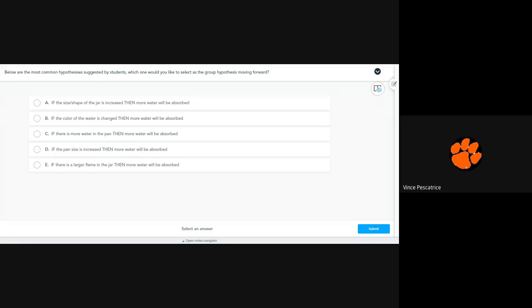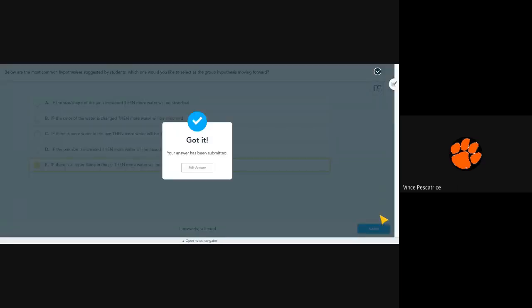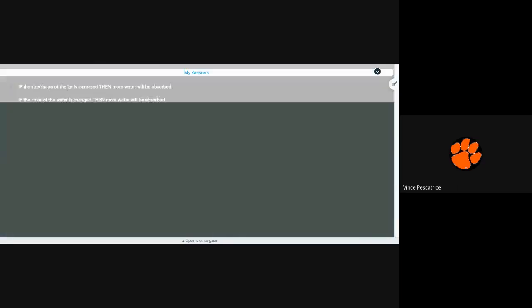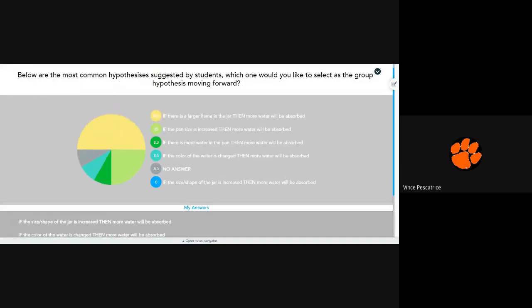All right. So it seems like there's a very clear winner. Over half of us said that if there's a larger flame in the jar, then more water will be absorbed. So that is the hypothesis that we are going to test moving forward. This is our class hypothesis, if you will.